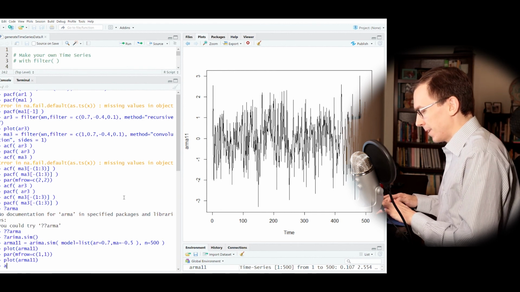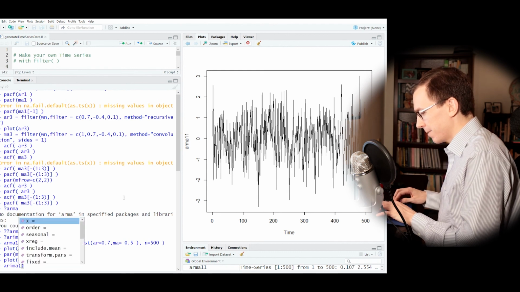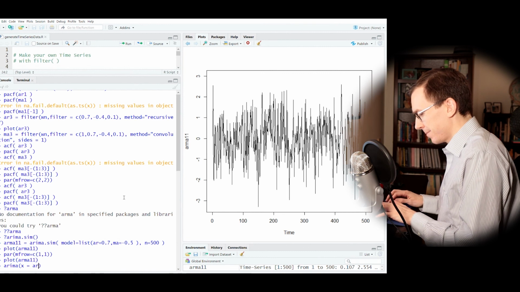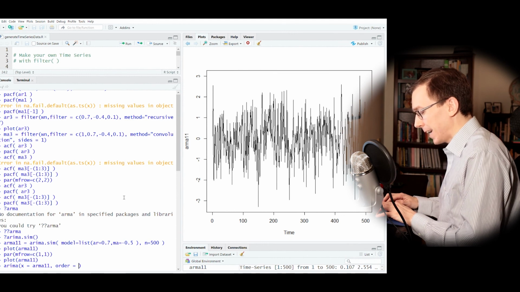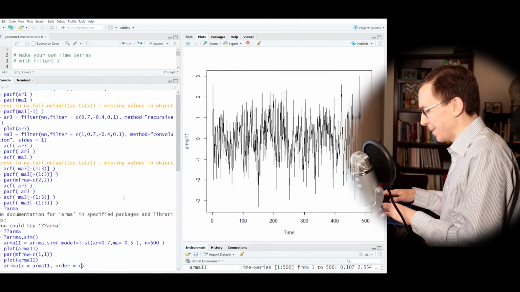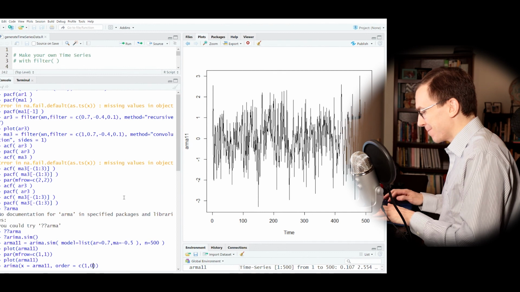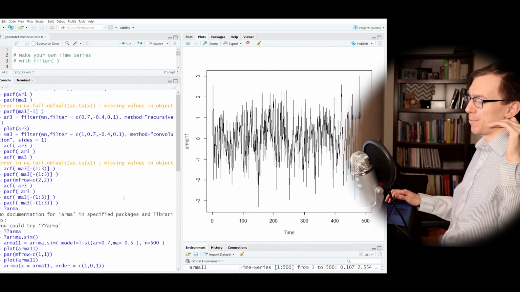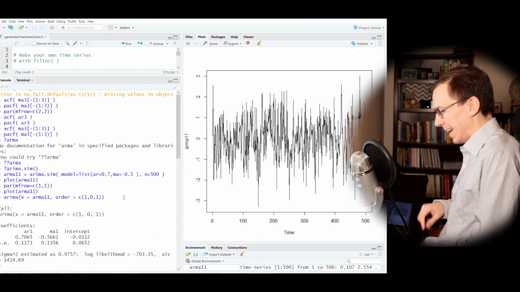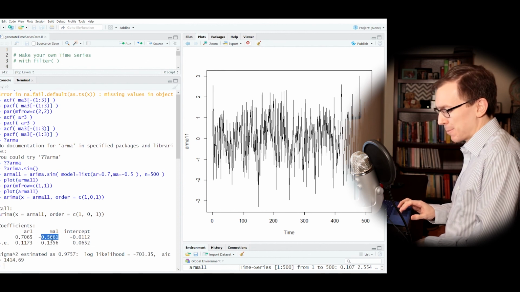To do that, I'm going to use the ARIMA function and try to actually fit a model to it, and I should get two coefficients. Well, I'm going to tell it to give me two coefficients, so it better give me two coefficients, but it should get something close to 0.7 and 0.5. And yeah, that looks pretty good. 0.7, and I should say minus 0.5.